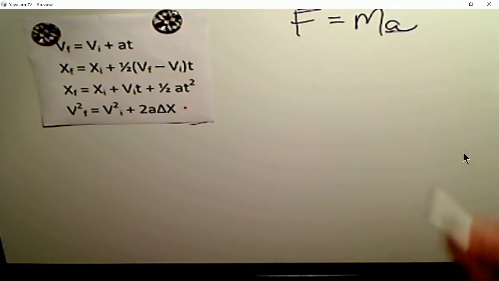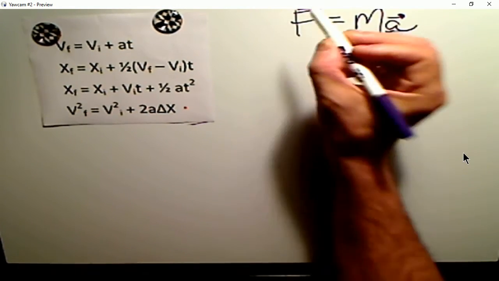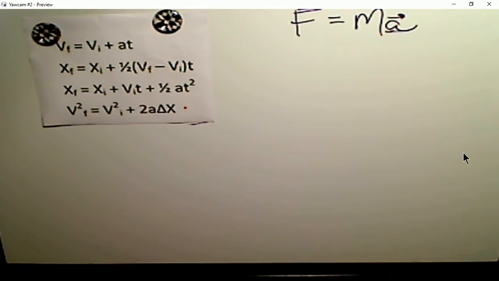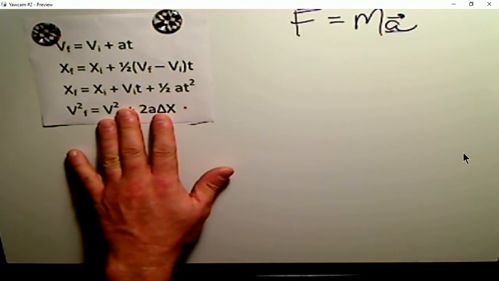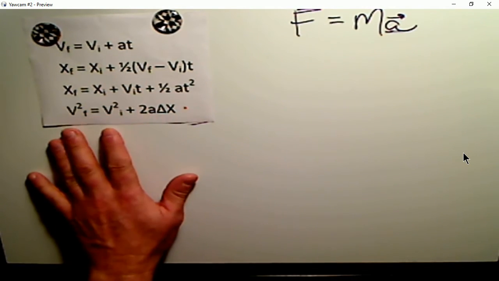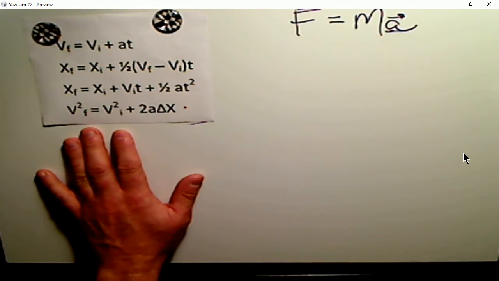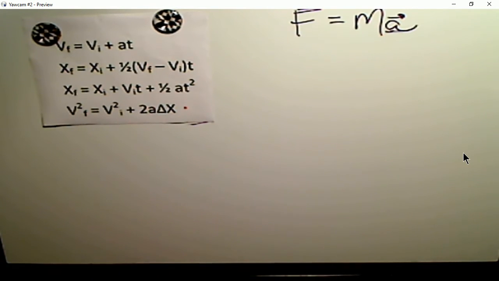It is a vector. I can put the little vector sign above it. And force is a vector. So I could have various forces at various directions and use the kinematics to solve them by breaking them into their components, as we've done before, right? Vector algebra. Let's take an example.